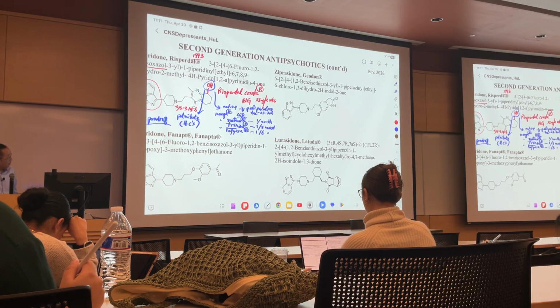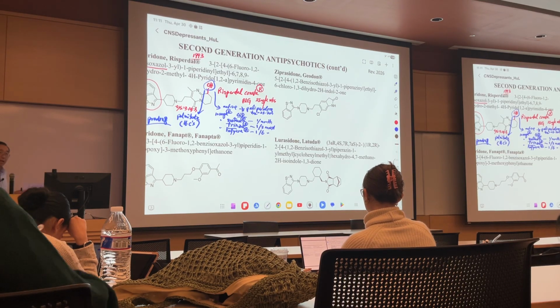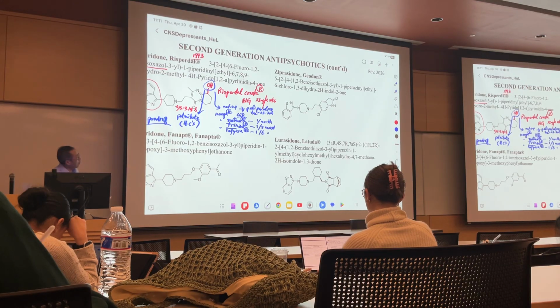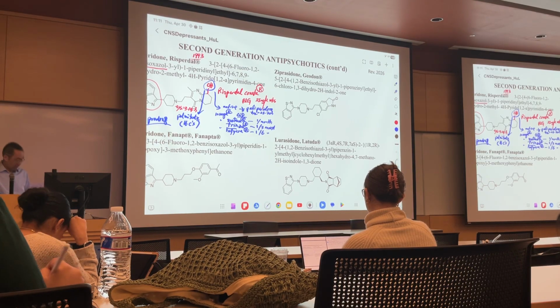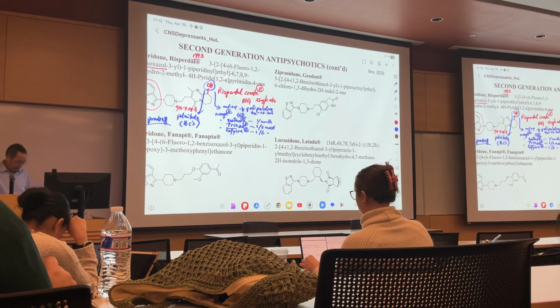And both of these two drugs are indicated for schizophrenia and bipolar disorder. So this drug was approved in 2001, and this one, residone, was approved in 2010. So just about almost 16 years ago.